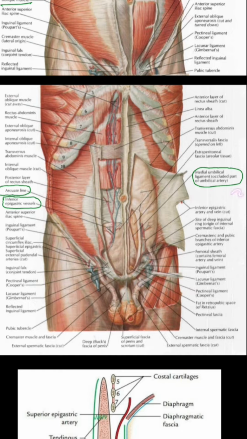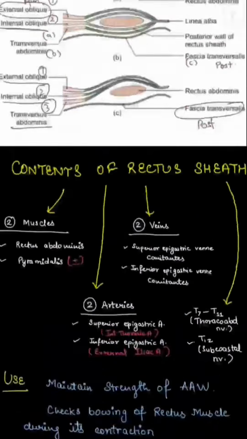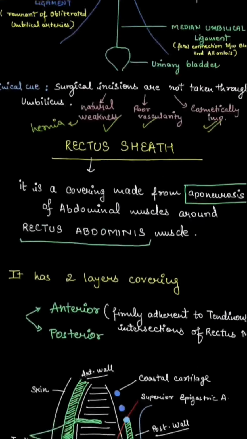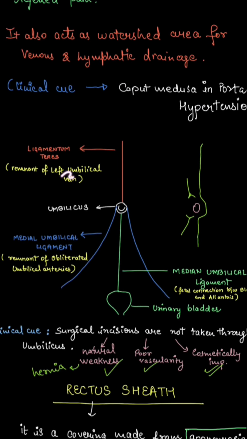We have done this. We can have a look at the medial umbilical ligament, which is the occluded part of the umbilical artery. Definitely you must be remembering this. This is the medial umbilical ligament, medial to the bladder, and the other ligament was the ligamentum teres, attached to the... yes, you can have a look. L for L, left umbilical vein.